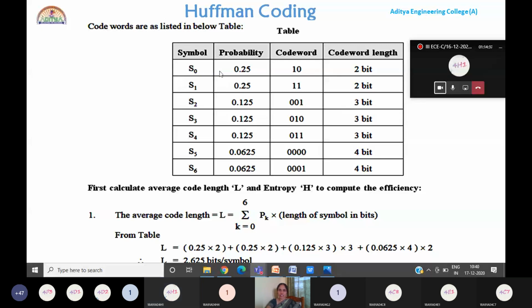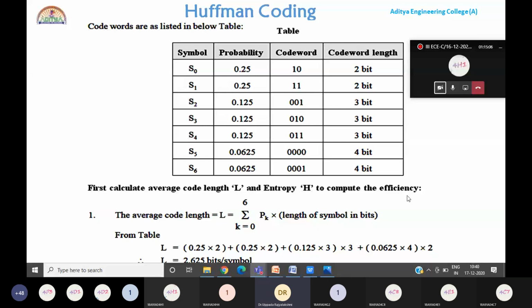So for S0, if you observe, it has 2 bits. So directly we represented the length as 2 bits. And for S2, 2 bits. For S3, 3 bits are there, 0 0 1. So for S3, it is 3 bits, so directly you can write 3. For S4, it is also 3. For S5, 4 bits are there because 4 zeros are there. So for S6 also we have 0001, so 4 bits. So like that you can calculate the code word length for each and every symbol.